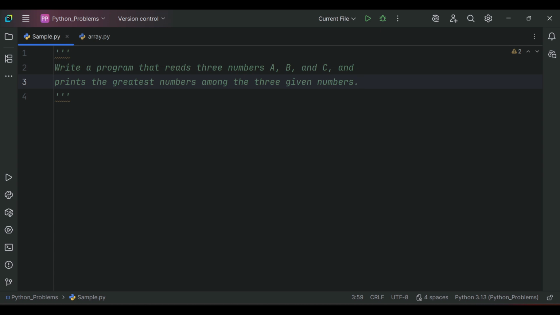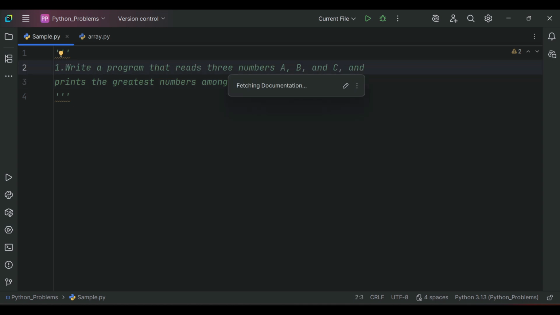In this video we are going to learn nested if conditions. In these problems we use nested if conditions. Let's have a look here. This is the first problem. Write a program that reads three numbers a, b and c and prints the greatest number.